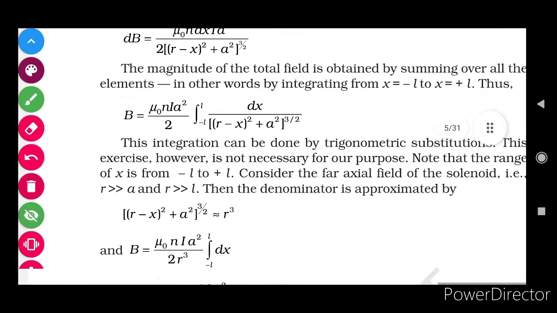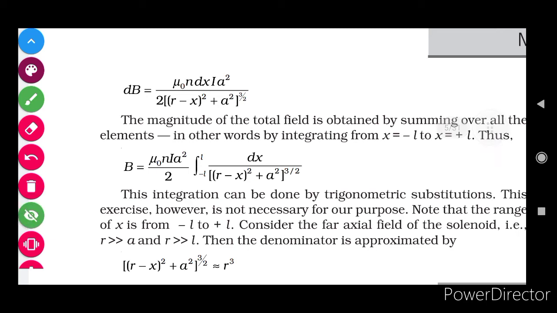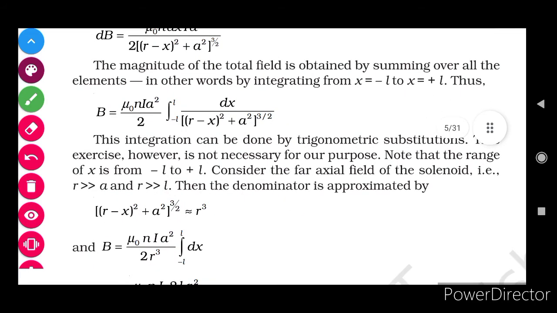So now B will be, mu naught is a constant, the number of turns per unit length is also a constant, the current flowing is a constant, and the radius of the solenoid is a constant. So these come outside of the integration. What remains is dx upon (r minus x) square plus a square, whole to the power 3 by 2. Now this integration can be done by trigonometric substitution, but that is not necessary for our purpose.